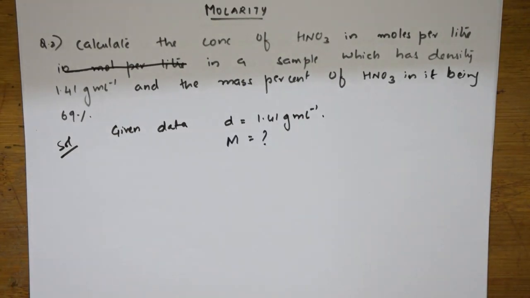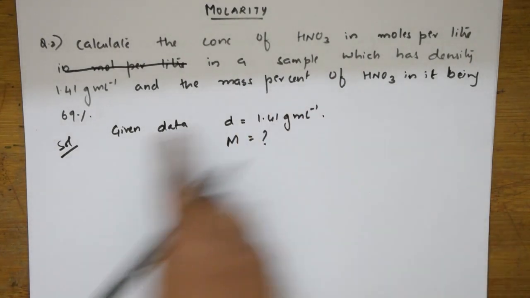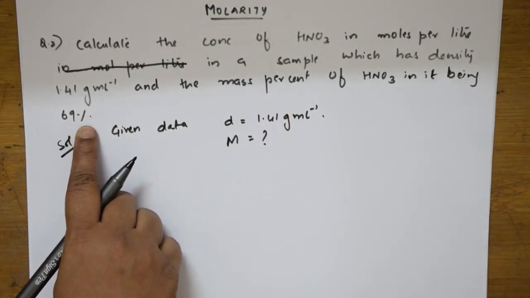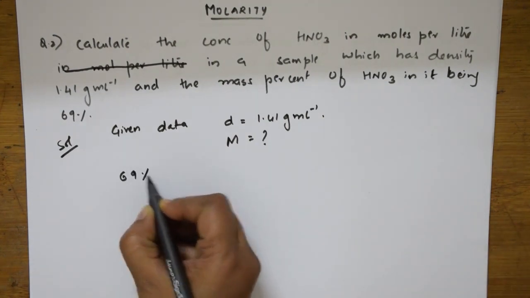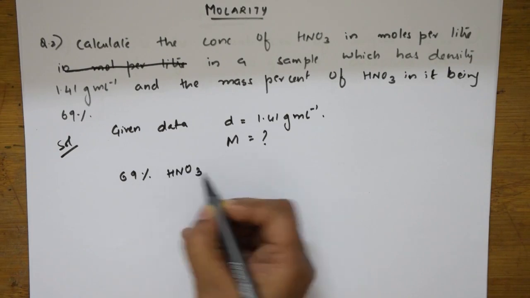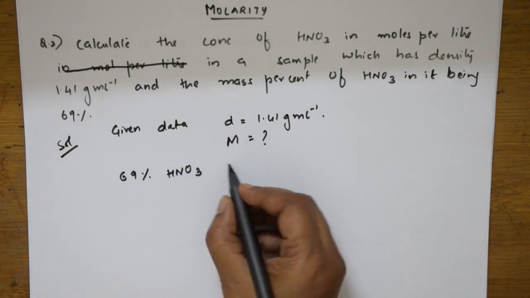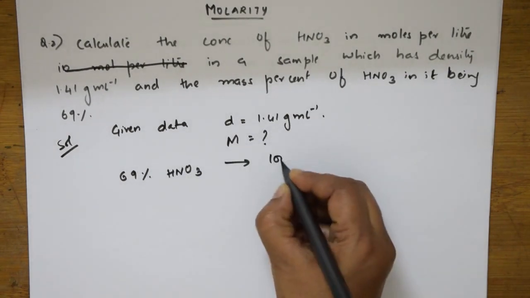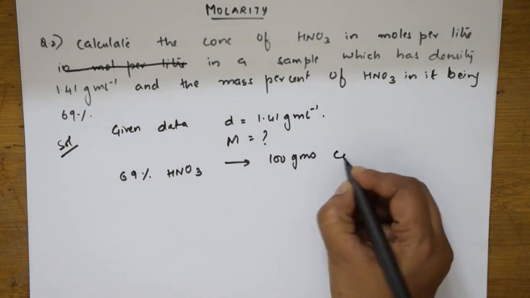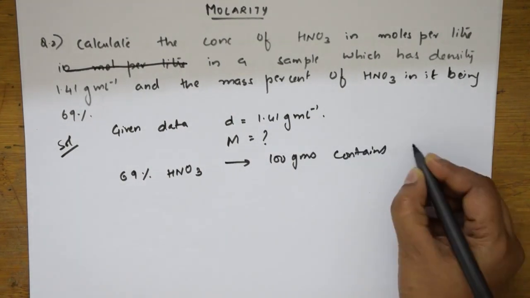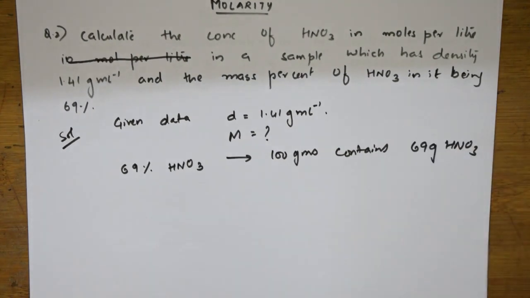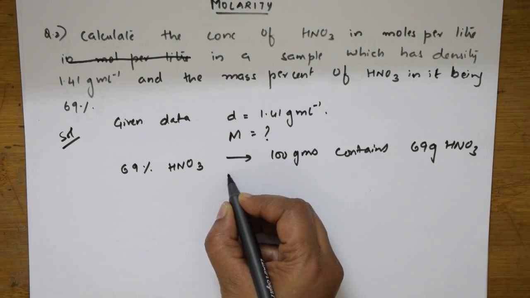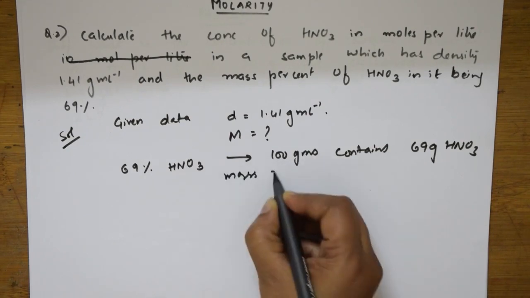Then after that, is there anything else given? They've given us mass percentage also. See here, mass percent of nitric acid is being given 69%. So mass percentage, what does it mean? That means 69% HNO3 means 100 grams of solution contains 69 grams of HNO3. This is what it means. So what is mass of HNO3 now? Yes, so mass is equal to 69 grams.